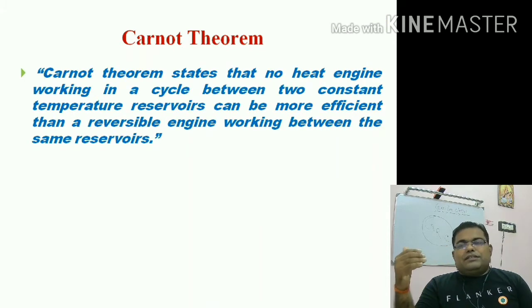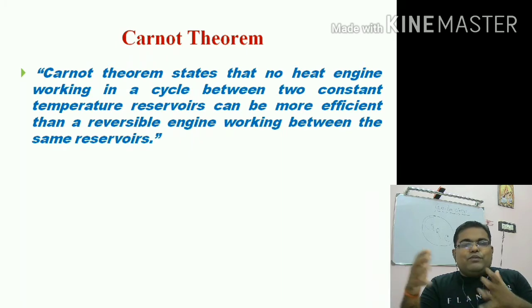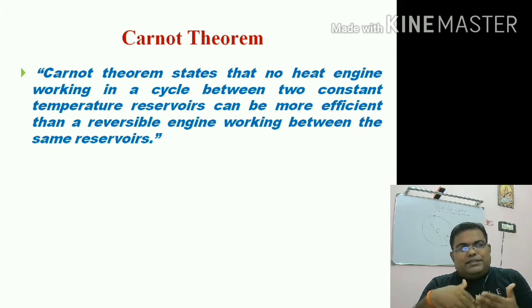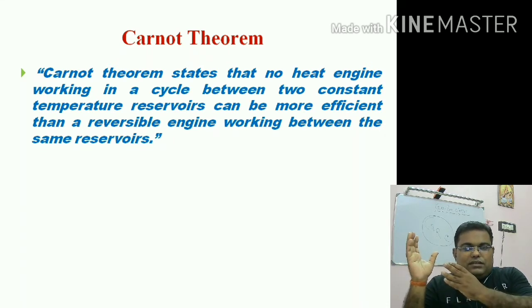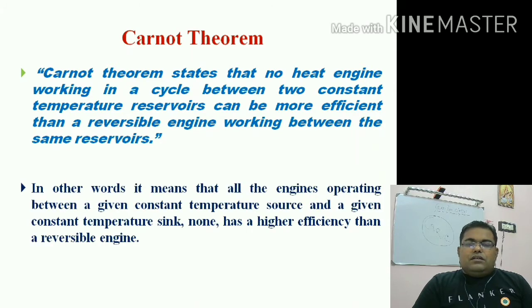Carnot theorem states that no heat engine working in a cycle between two constant temperature reservoirs can be more efficient than a reversible engine working between the same reservoirs. In other words, the performance of an actual heat engine is not equal to the performance of a reversible heat engine. It means that for an engine operating between a given constant temperature source and a given constant temperature sink, none has higher efficiency than a reversible engine.